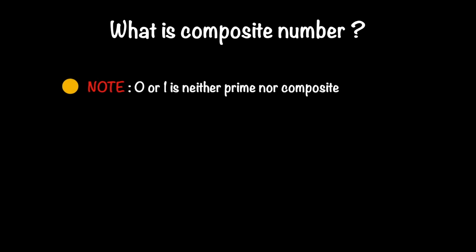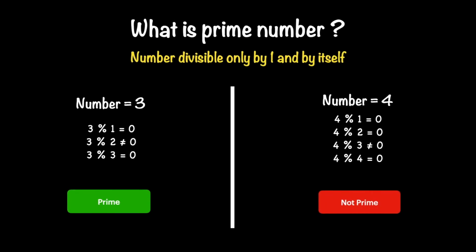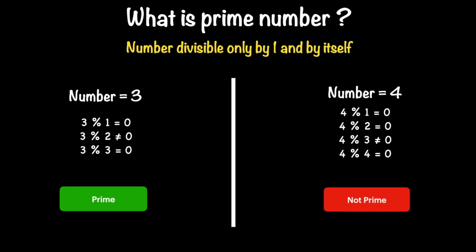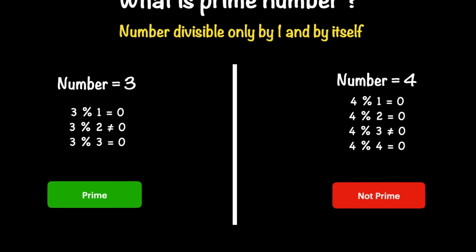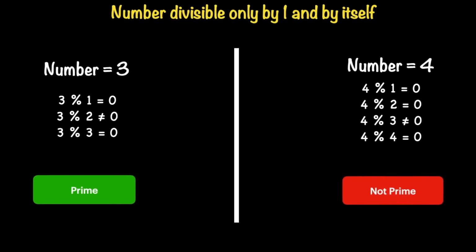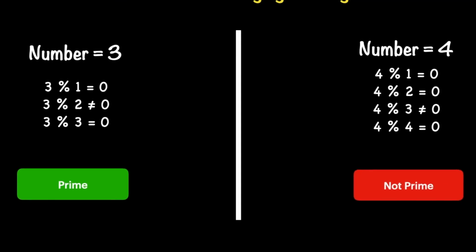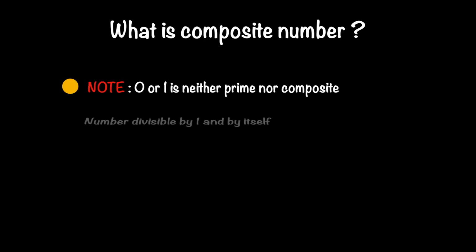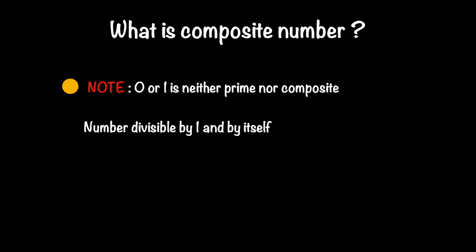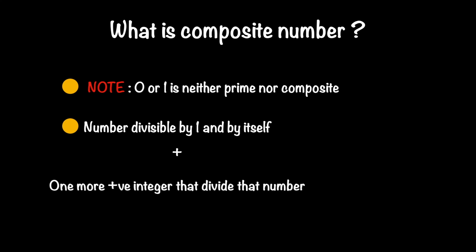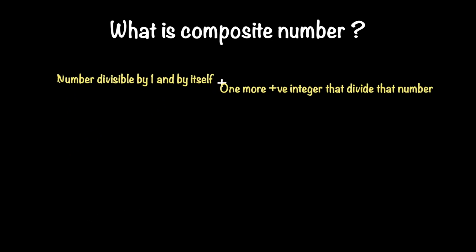Now let's quickly see what a composite number is. Even here, you need to keep in mind that 0 and 1 are neither prime nor composite. In the previous example, we called the number 3 prime and the number 4 not prime. Instead of calling it not prime, we can call that number a composite number because it satisfies the composite number condition. And the condition is that the number will be called composite if it is divisible by 1 and by itself, plus it also has one more integer that divides that number and gives the remainder as 0.